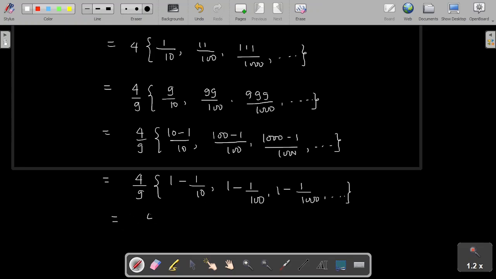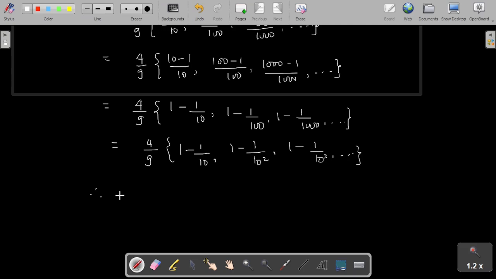So which is equal to 4 by 9 times 1 minus 1 by 10, 1 minus 1 by 10 square, I can write this as 10 square, 1 minus 1 by 10 cube and so on. So this pattern helps us recognize the nth term of this sequence. Hence, an equals 4 by 9 into 1 minus 1 by 10 to the power n. That is because the first term is 1 minus 1 by 10 multiplied with 4 by 9, the second term is 1 minus 1 by 10 square, the third term has power n equal to 3. So the nth term has 10 to the power n here. This is your nth term now.